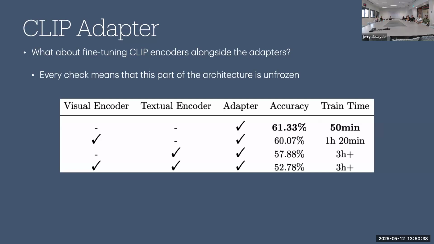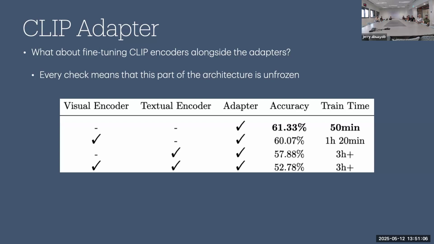Okay, and so what about fine-tuning the CLIP encoders alongside the adapters? That's also a question that we need to answer. And over here, where we see a check is actually this part is unfrozen in the architecture. So the first row is just basically the adapters. The whole CLIP is frozen. We only fine-tune the adapters, and we get state-of-the-art.